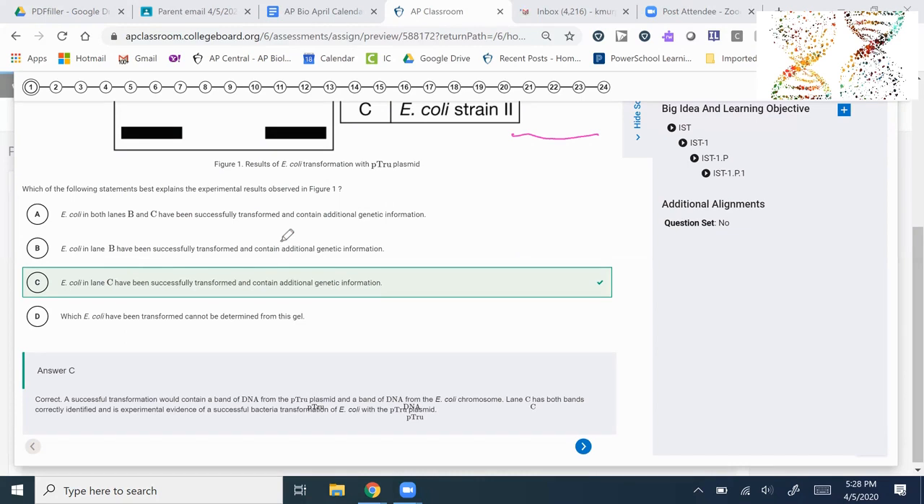All right, so D, which E. coli have been transformed can't be determined. That's not true because you can see that. B, E. coli in lane B have been successfully transformed and contain additional genetic information. No, because you can't tell that the plasmid's there. So showing the plasmid, remember the plasmid, the gene would have to be cut and then it'd have to be put in. And A, E. coli in both lanes B and C have successfully transformed and contained additional genetic information. So it's not B and C. There are 2 strains of E. coli, so only C shows having the plasmid.